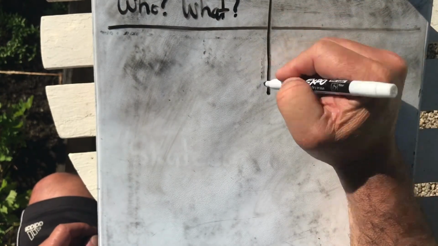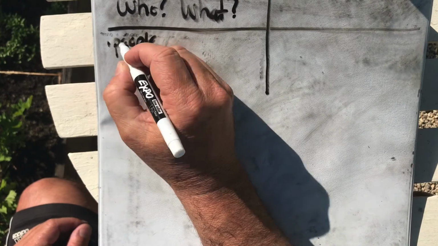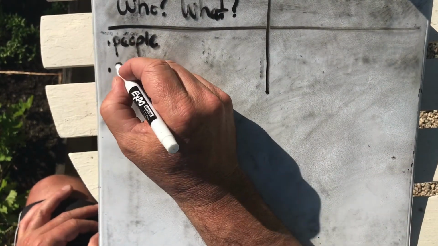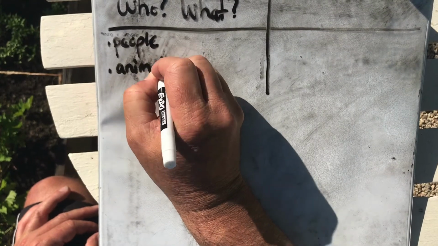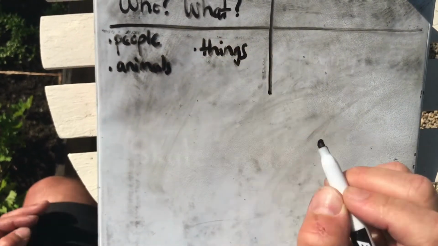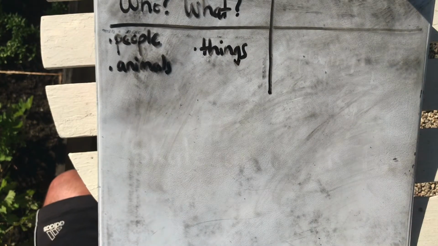right? And it could be about people like you or me or your sister or brother, or people's names, right? It could be about animals, and it could be about things, right? Like your skateboard or your bicycle or playing basketball, right? That's a thing.